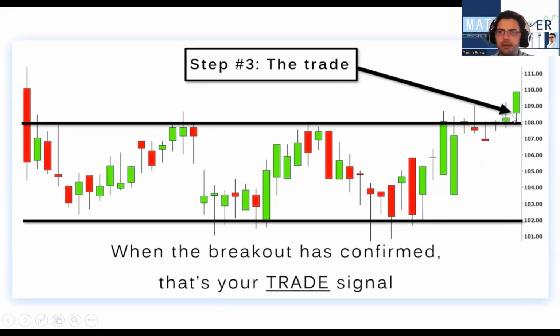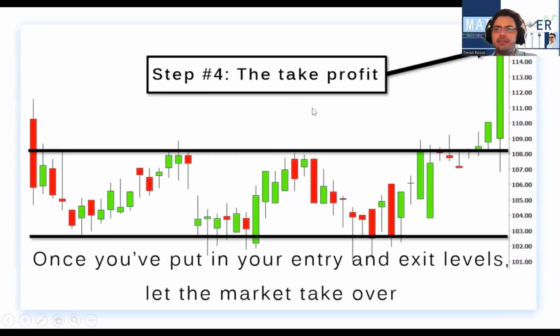And if you miss the open and the market continues up or down, just take the trade and change your stop loss and take profit according to your risk to reward levels. And step 4, the most important, once you've taken the trade, is leave it alone. Let the market take over. Once you've put in your entry and your exit levels, let the market take over.